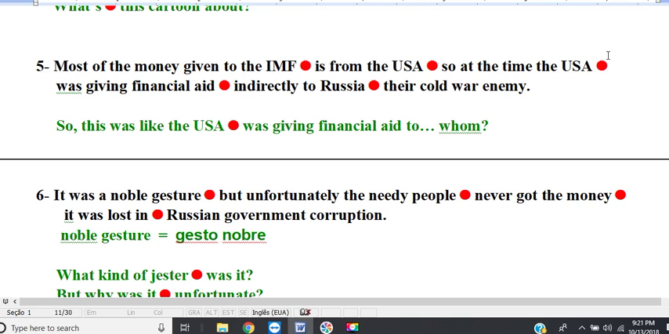Question. So this was like the USA was giving financial aid to whom? Most of the money given to the IMF is from the USA. So at the time, the USA was giving financial aid indirectly to Russia, their Cold War enemy.